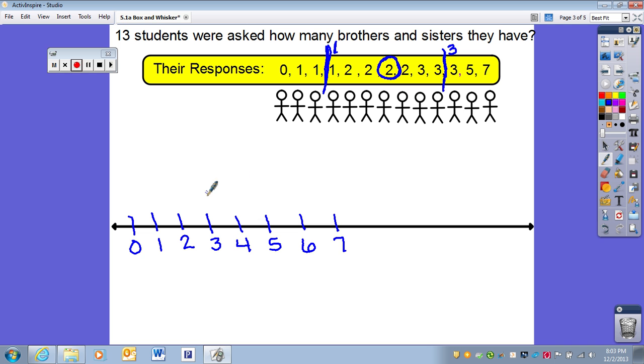So 2 is our middle or median, so we're going to draw our center of our box at 2. Then we have 3 as a median or the upper quartile, and 1 is our lower quartile. That creates the box of our box and whisker plot.